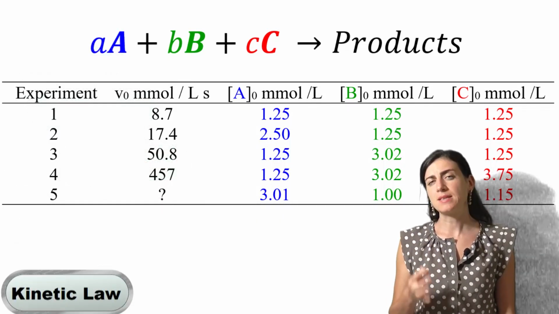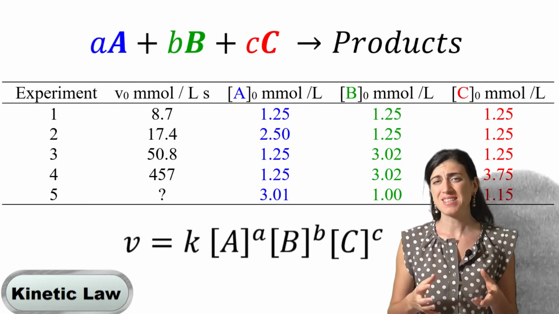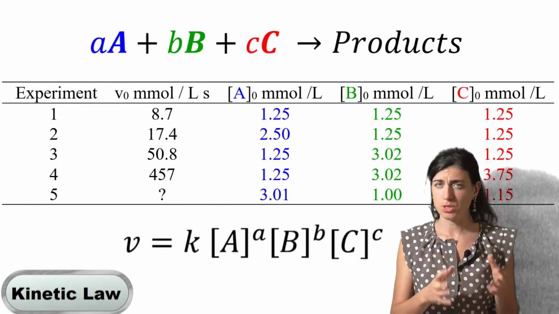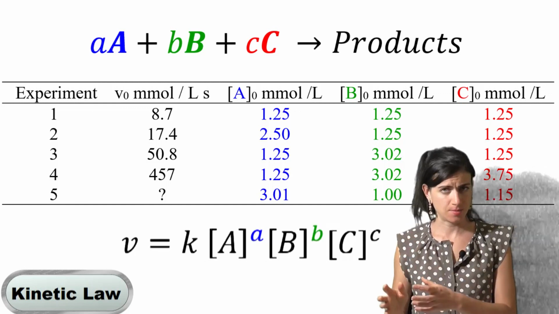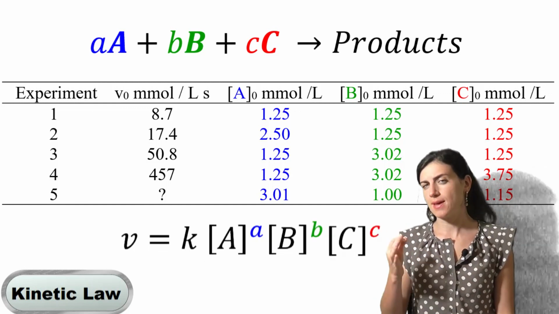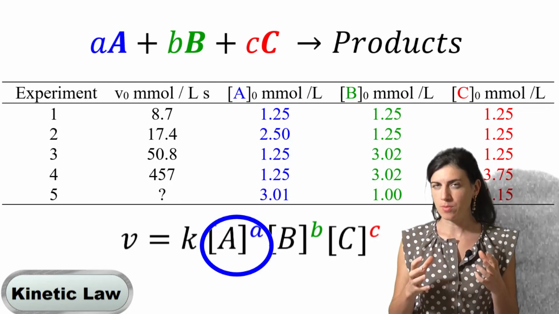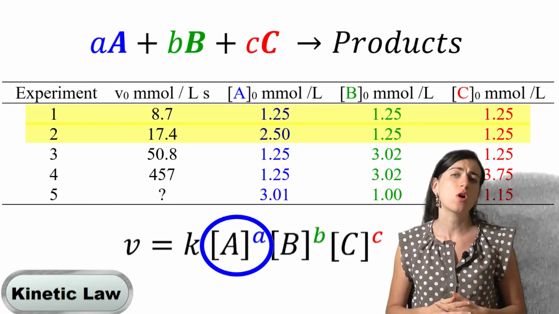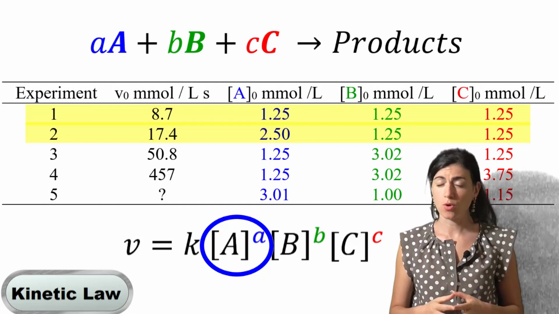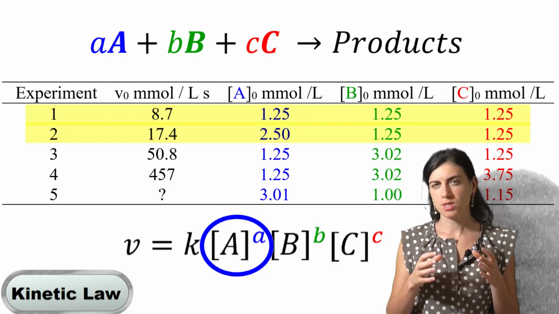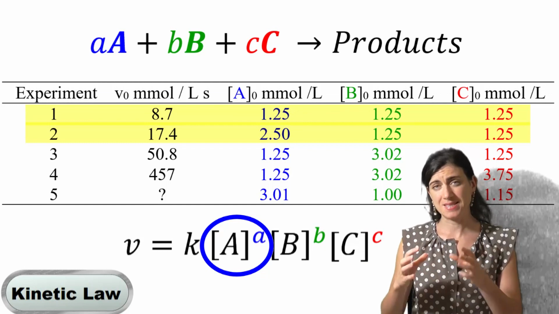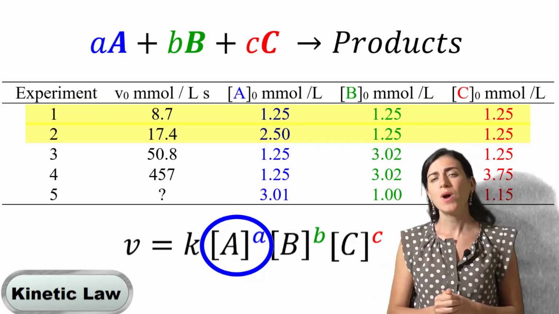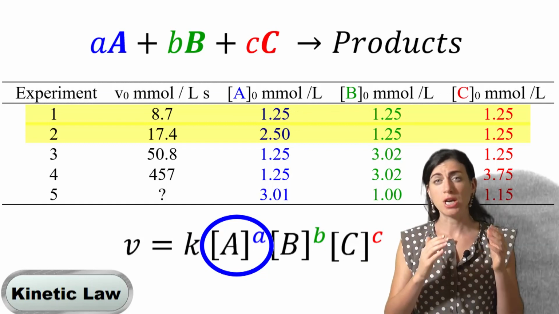To determine the kinetic law, it is first necessary to calculate the order of the reaction with respect to the species A, B, and C. So let's start with reagent A. As can be seen from the table, experiments 1 and 2 can be used for the calculation of the order of reaction for A, because the initial concentrations of B and C in these two experiments are steady, whereas the concentration of A changes.